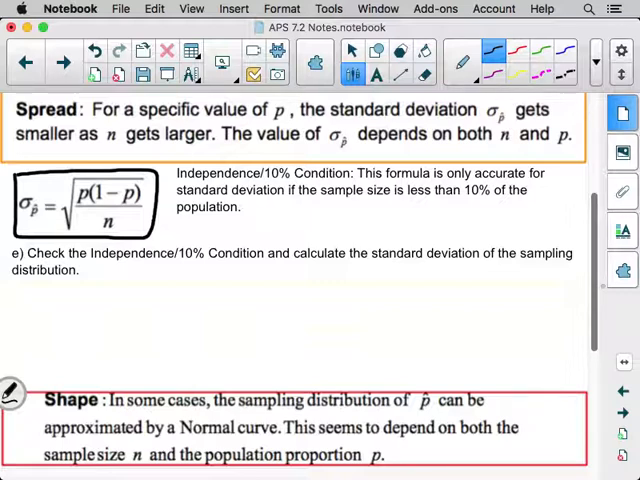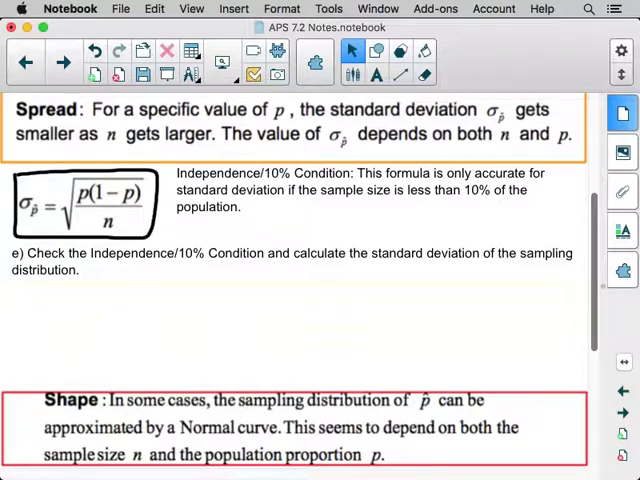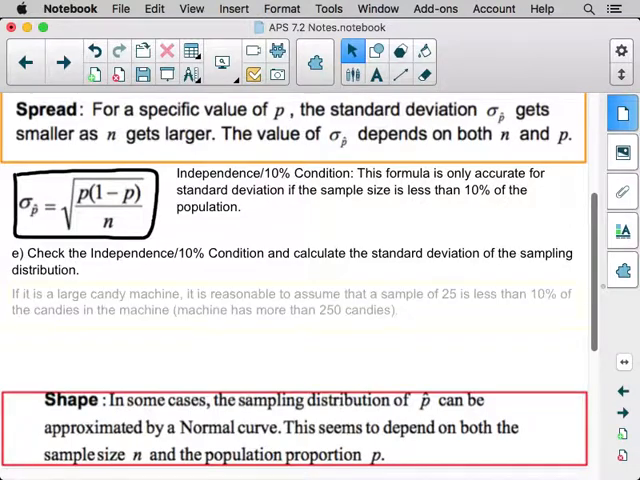Now, we did say that this was a big candy machine, right? So if we're taking a sample of 25, is it reasonable to believe that 25 candies is less than 10% of a huge candy machine? Is that a reasonable belief to have? Sure. Less than 250 pieces of candy in the whole machine, more than, sorry. I think that's reasonable, okay? That this sample is under 10% of the overall population, or in this case, of all the candies in that machine.